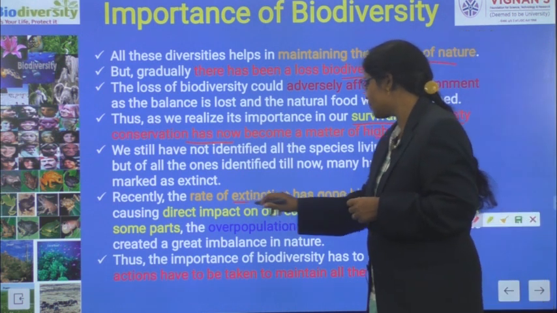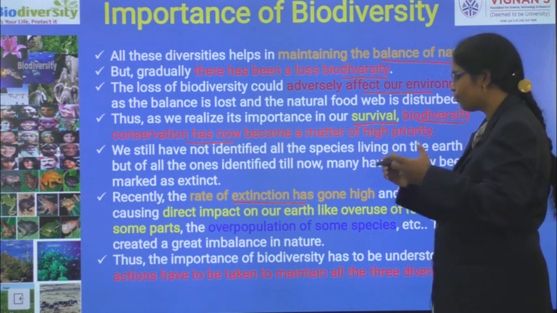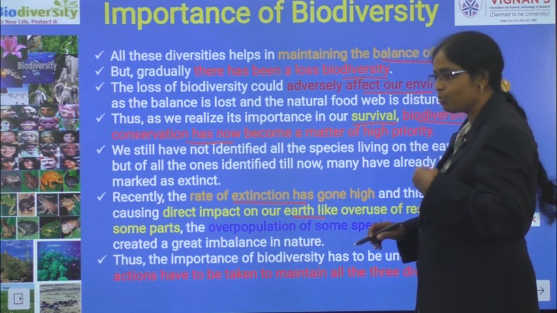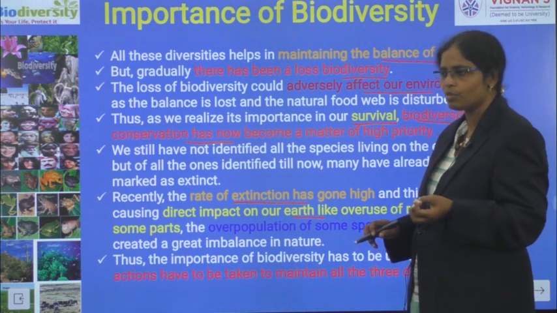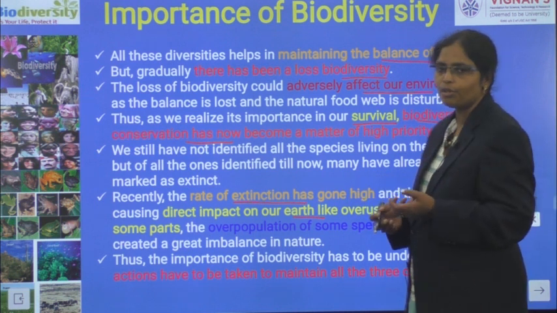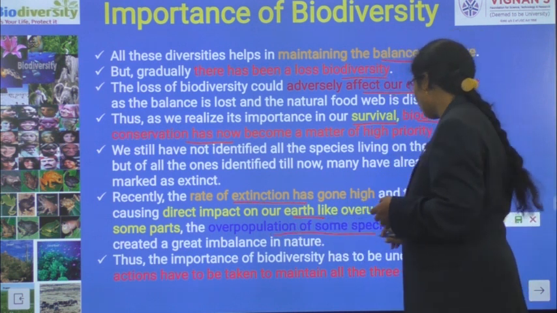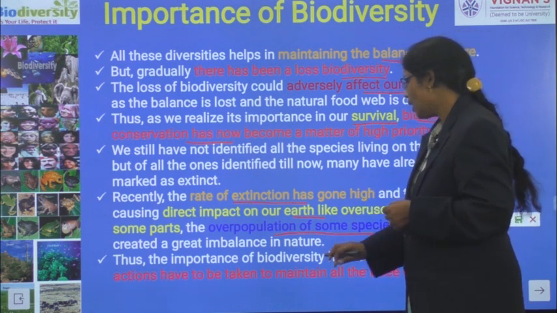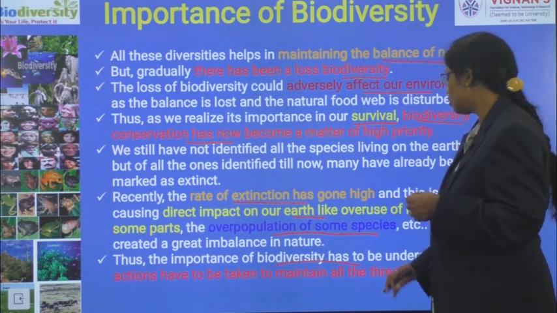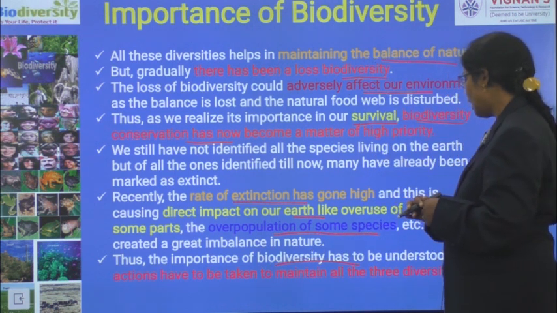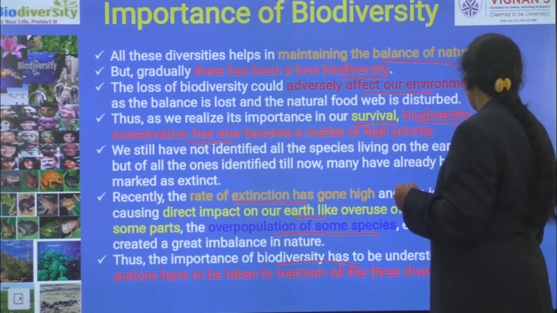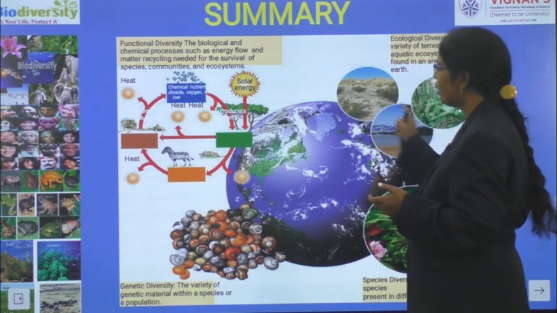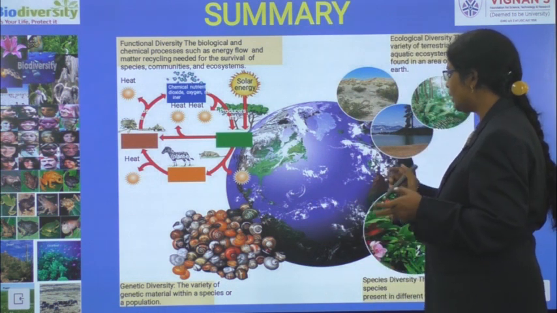And recently we observed the rate of extinction has gone high because of human activities. So we are directly impacting the earth, and we are using all the natural resources. Overusage results in the extinction of the population. Because of overpopulation of species also, there is an imbalance in the ecosystem, and thus we have to give importance to biodiversity, and we have to maintain all these three diversities: species, genetic as well as ecosystem. This is the overall view or summary of the biodiversity on the earth.